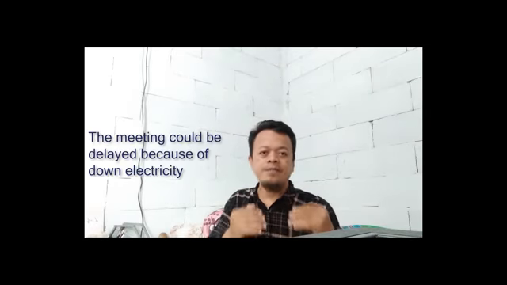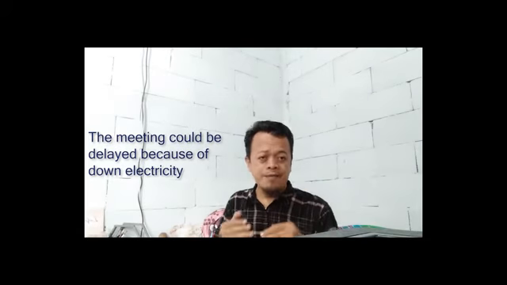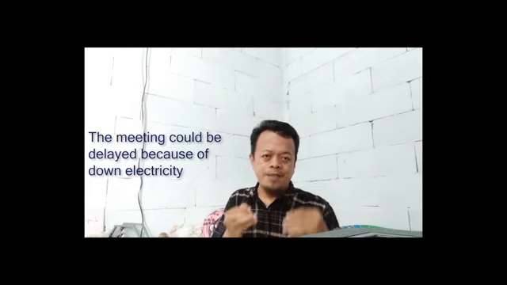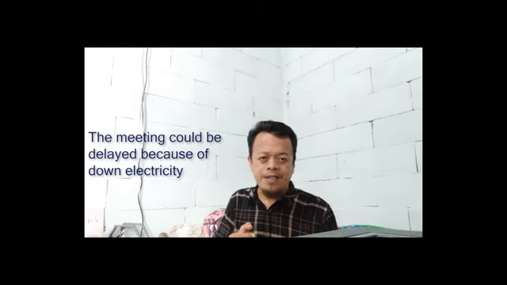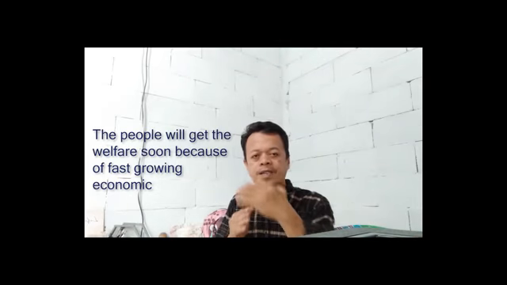Example number 2. Maybe the meeting will be delayed because of down electricity. Example number 3. The people will get welfare soon because of fast growing economy.